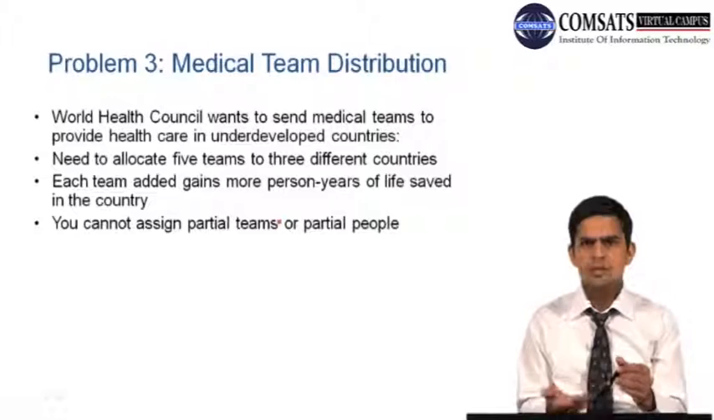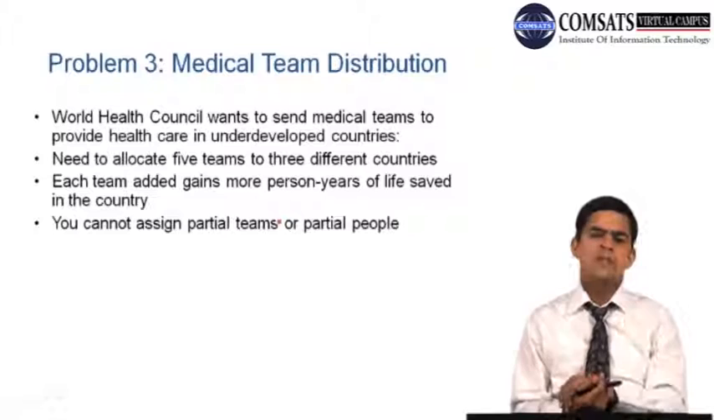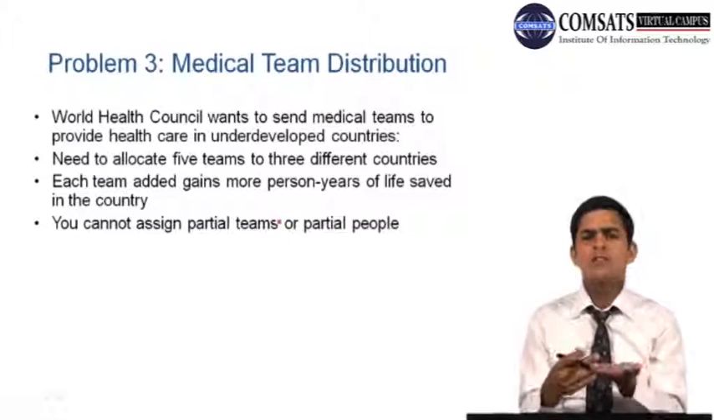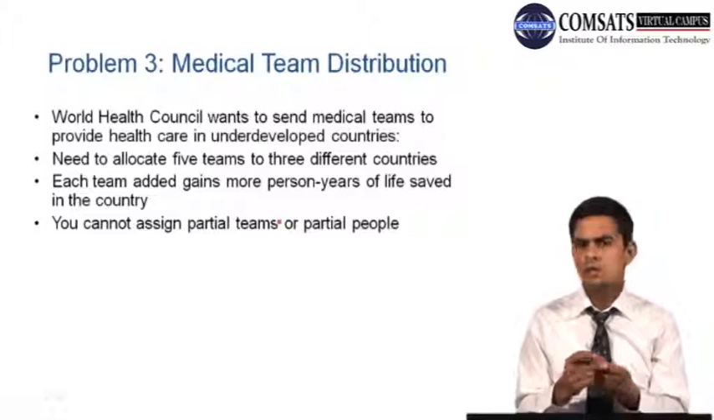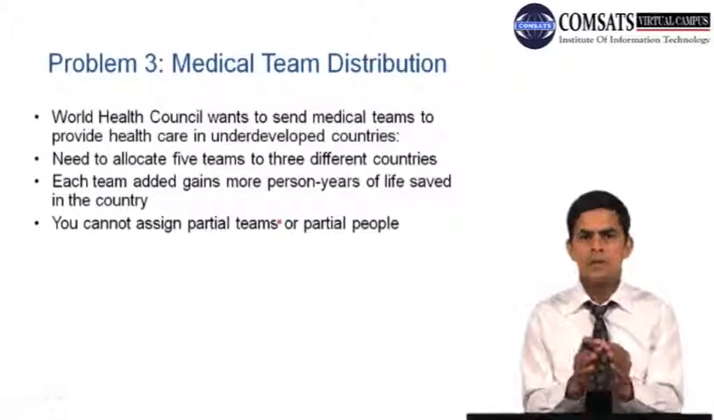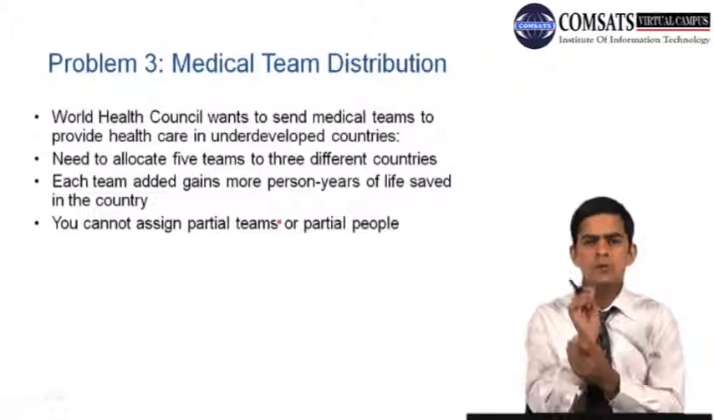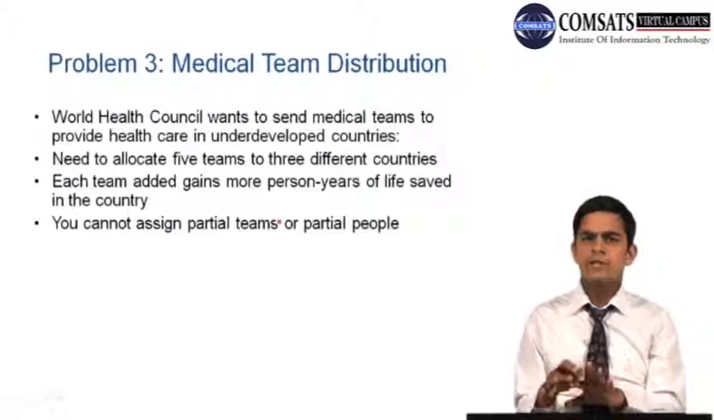So there are only five medical teams available. In each medical team, you can probably say there will be a couple of doctors, a nurse, a helping staff, and transportation staff. So all of these people will be in a medical team, right? So you have to allocate five teams to three different countries. There are only five teams available, and there are three countries that you need to send the teams to.